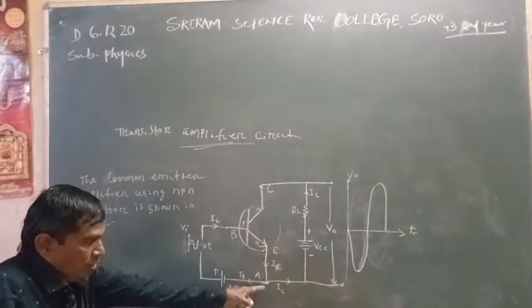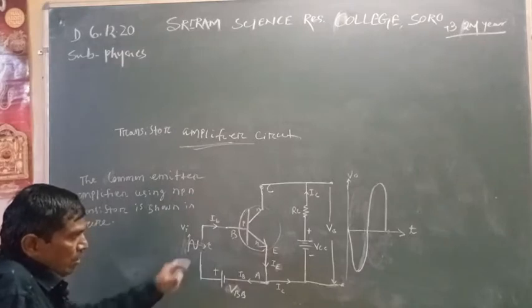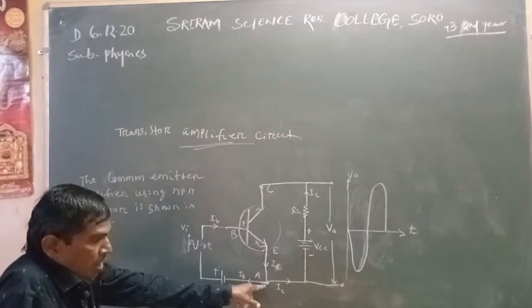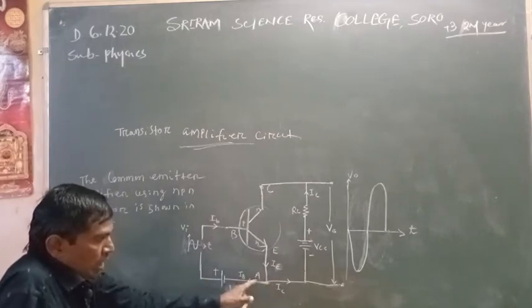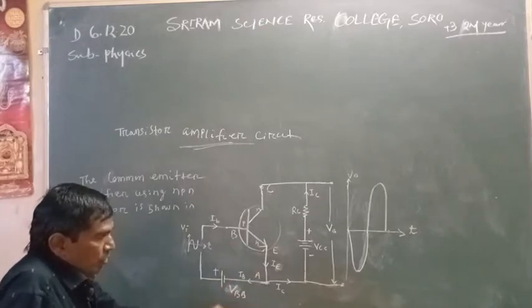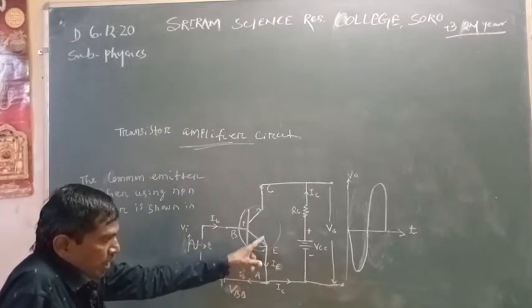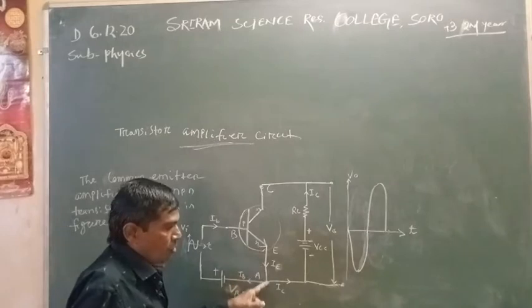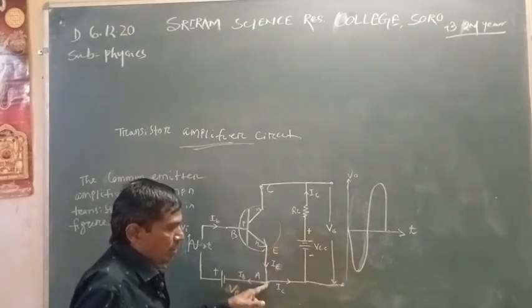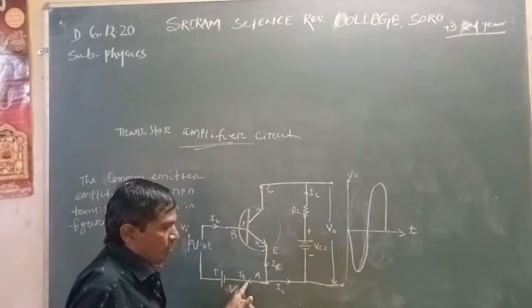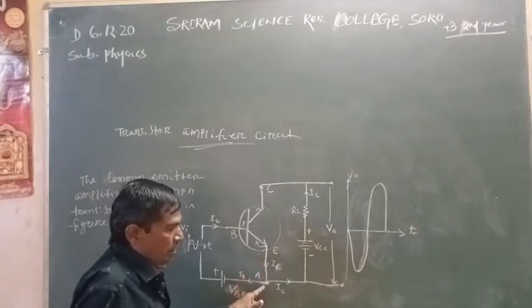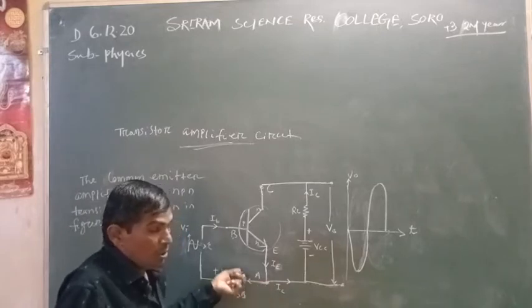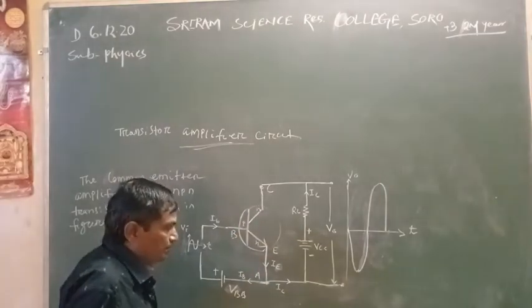Kirchhoff's first current law says the amount of current entering a point or junction is equal to the total current that leaves that junction. So the emitter current IE enters this junction A, and the currents leaving point A are IC and IB. Now here IE equals IB plus IC. This is Kirchhoff's current law, or first law.